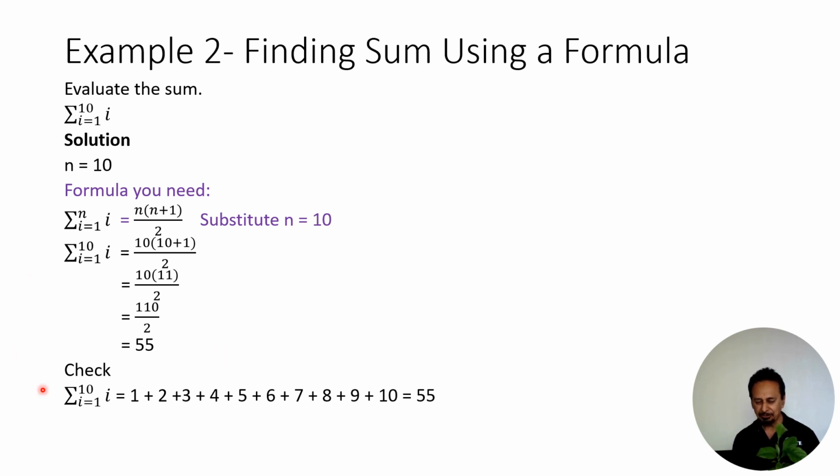You can check this also. The summation of i from 1 to 10: when i is 1, this becomes 1. When i is 2, it becomes 2. When i is 3, it becomes 3, and so on. When i is 10, it becomes 10. The plus is because of the summation notation, which tells you to write all the terms and put a plus symbol. Now if you add all those, 1 plus 2 plus 3 up to 10, you will get 55. See, using the formula is easier than doing this.